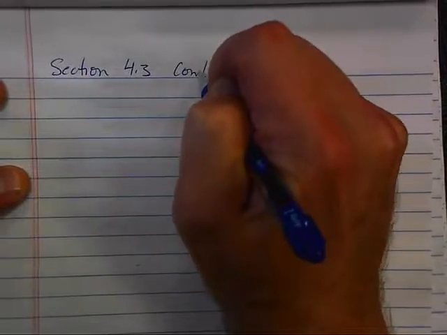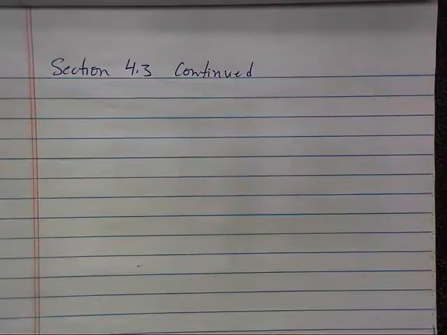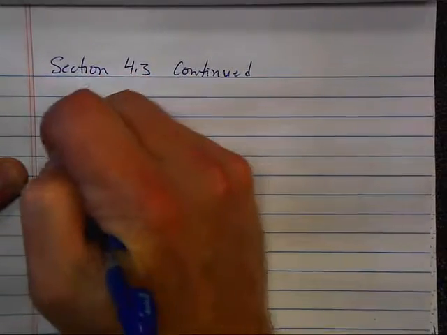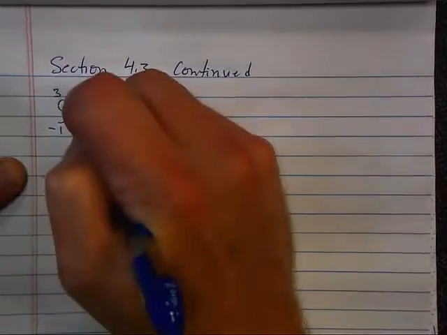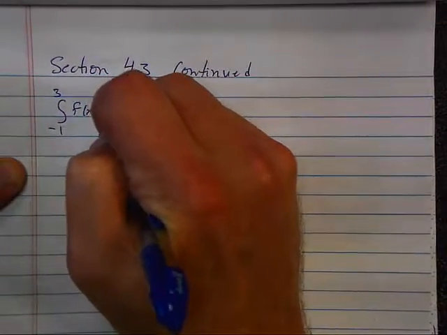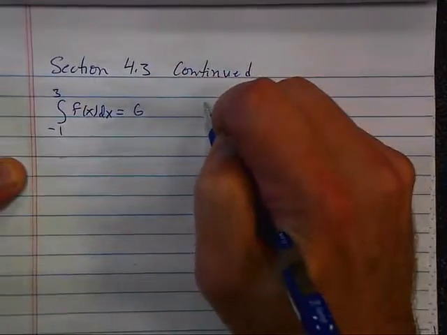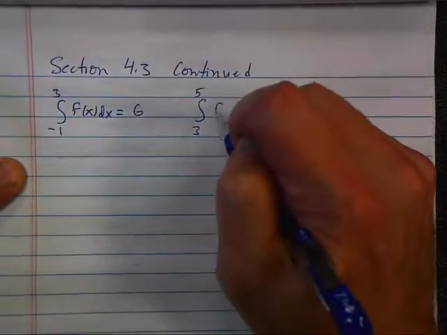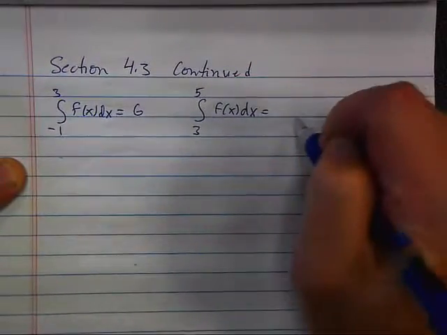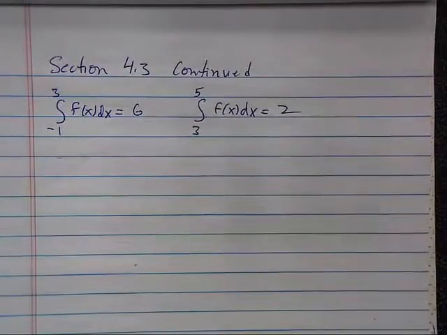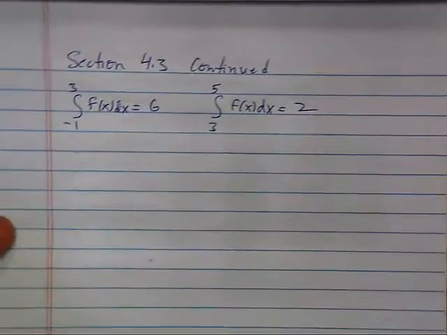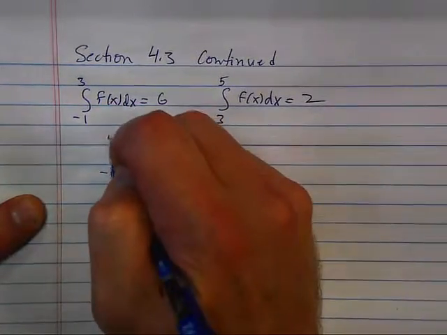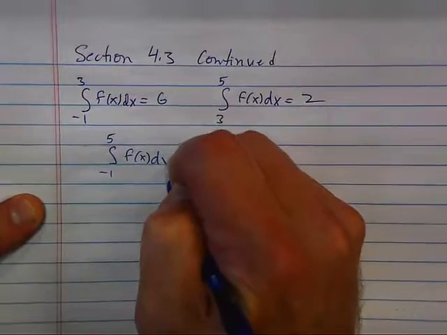Section 4.3 continued. All right, so you're going to have some homework problems that look like this. You're going to be told the integral from -1 to 3 of f of x dx is 6, and the integral from 3 to 5 of f of x dx is 2. So you'll be given some information. And then you might be asked, what's the integral from -1 to 5 of f of x dx?